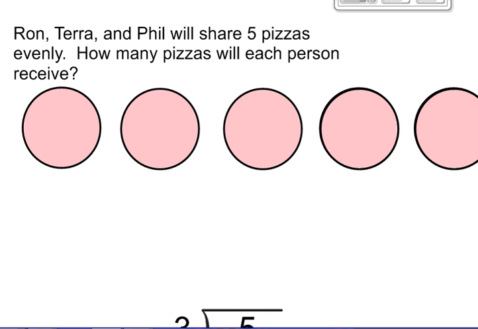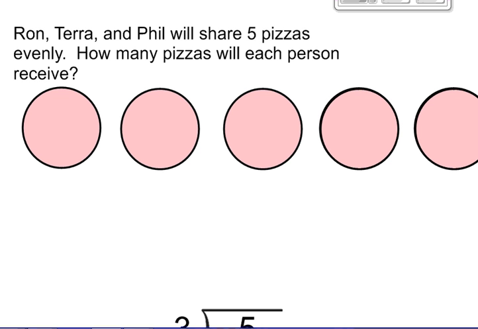Such as this. It says Ron, Tara, and Phil will share 5 pizzas evenly. How many pizzas will each person receive? Now right off the bat you might say, 5 divided by 3, you can't get a whole number answer. And that is correct, but that doesn't mean that we can't evenly divide these so everyone gets the same amount. Right? Let's use this picture to help us understand this.